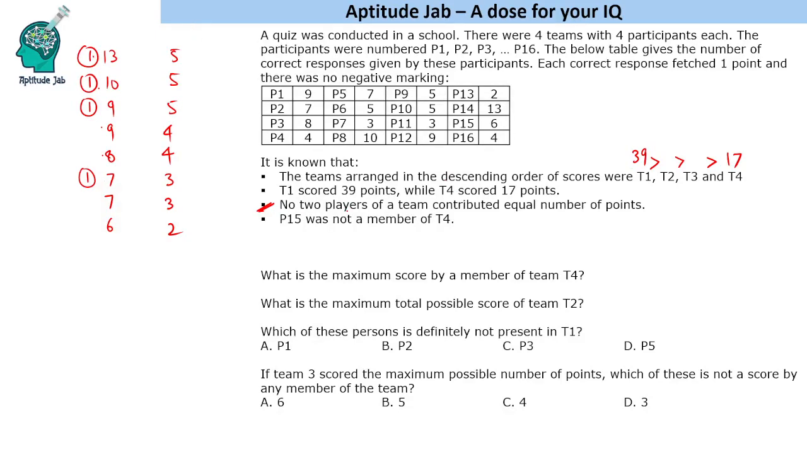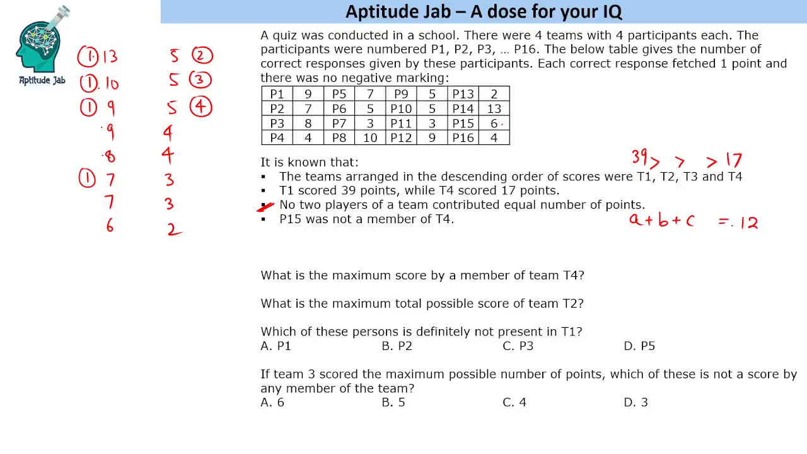We know that no two players of a team contributed equal number of points, and we have three players contributing 5 points each. So that means each of these three teams, T2, T3 and T4, will have a player that will contribute 5 points. So 5 points are done for T4. We are left with 12 points. So let us say A plus B plus C is equal to 12. One information is given that P15 was not a member of T4. That is, 6 points is not possible.